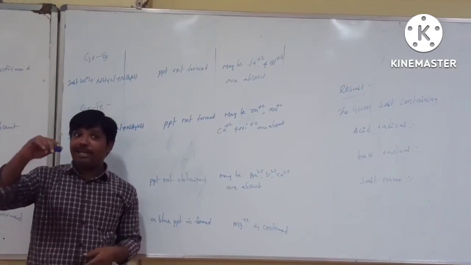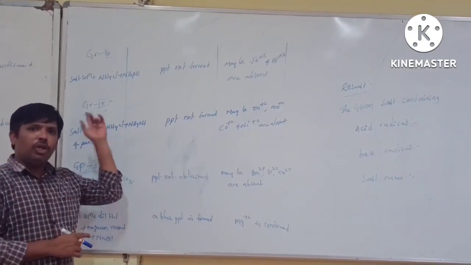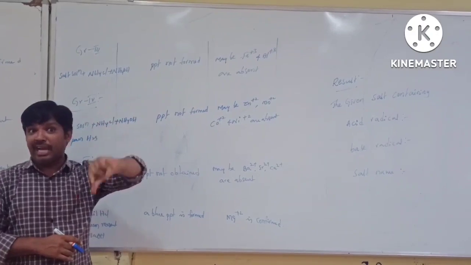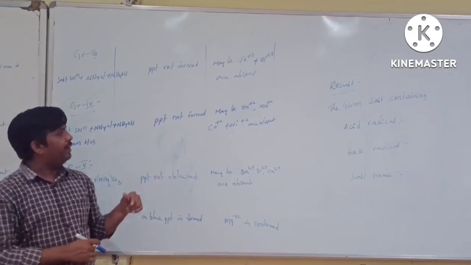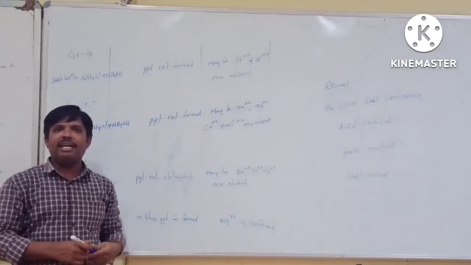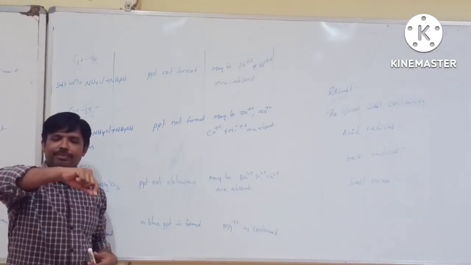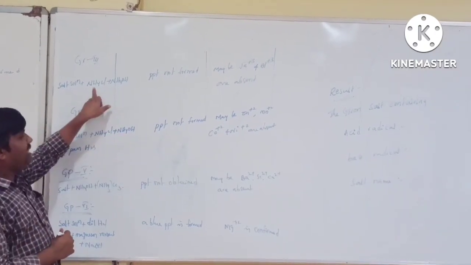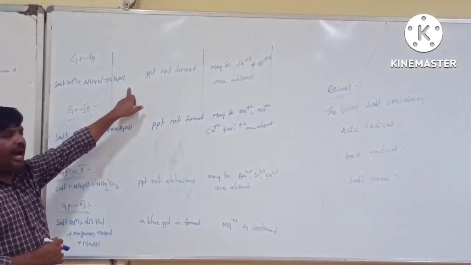First and second group we do in the same test tube. Then before going to the third group you have to change the test tube. Take a new test tube. In the new test tube, the salt solution is nothing but salt, to which we add water. That is a dissolved solution. That dissolved solution is added with NH4Cl and ammonium hydroxide.